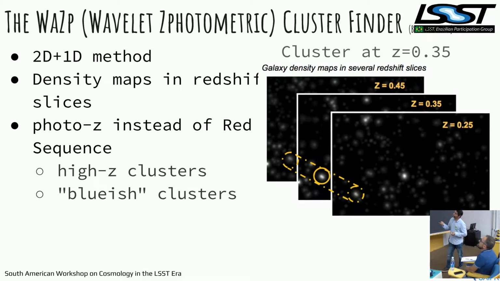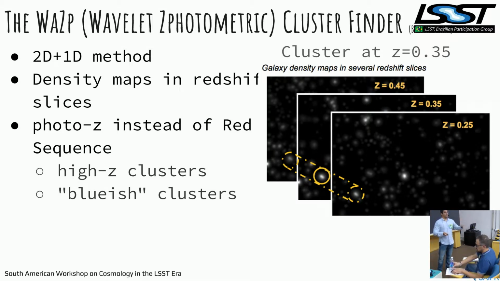0.35, right? And the one thing that's different from redMaPPer, for instance, that we talked about earlier, is that it uses the z to manage the projection effect instead of the red sequence, right? The red sequence evolves with redshift, and you can use it to track the cluster across redshift, or you can use the photometric redshift directly.